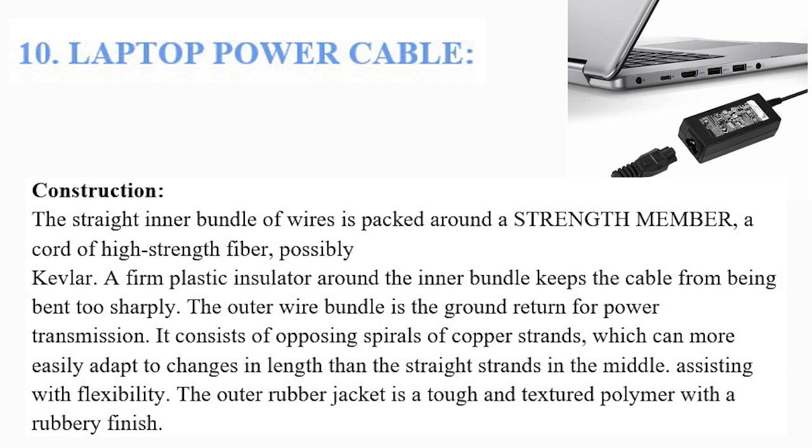The straight inner bundle of wires is packed around a strength member. A firm plastic insulator around the inner bundle keeps the cable from being bent too sharply. The outer wire bundle is the return of the power transmission. It consists of opposing spirals of copper strands, which can more easily adapt to change in length than straight strands in the middle. The outer rubbery jacket is a tough textured polymer with a rubbery finish.